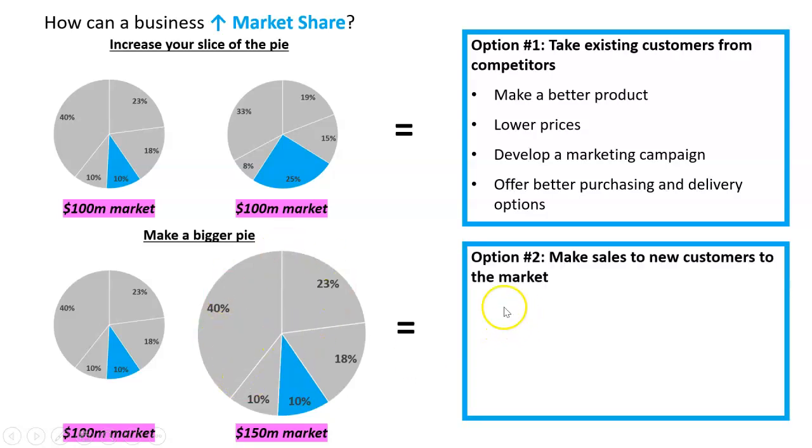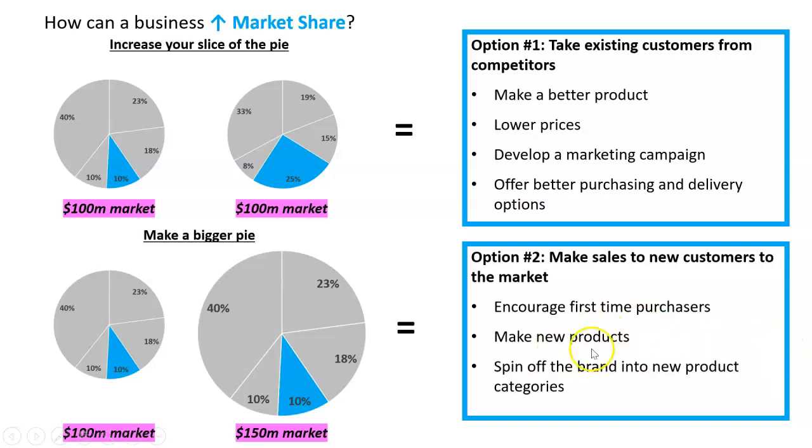How do we do that? Well, what we're trying to do there is trying to get people who've never bought the product to buy it. So we're making sales to new customers to the market. So how do we do that? Well, we encourage first-time purchasers, people who haven't ever had a smartphone. We encourage them to buy one. We make new products, so we have a new iPhone every year. That's a great way to get new customers to come to the market. And also we spin off the brand into new product categories. That's a great way to do it. So we've got the iPad, the Apple Watch, Apple TV, etc. That's another way you can actually grow the size of the market.